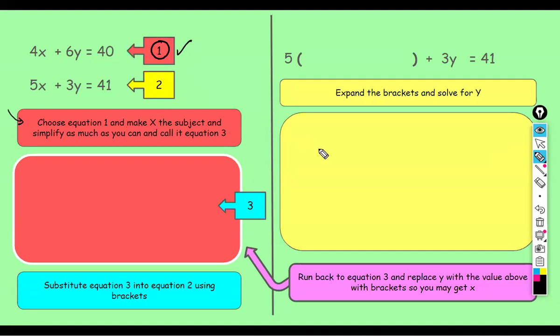Everyone write down this note over here. You are going to choose equation 1 and make X the subject and simplify it as much as you can and call it equation 3. Just take down the note. Once again, do not go ahead and do the question. Take down the note and pause. I have something to explain about it.